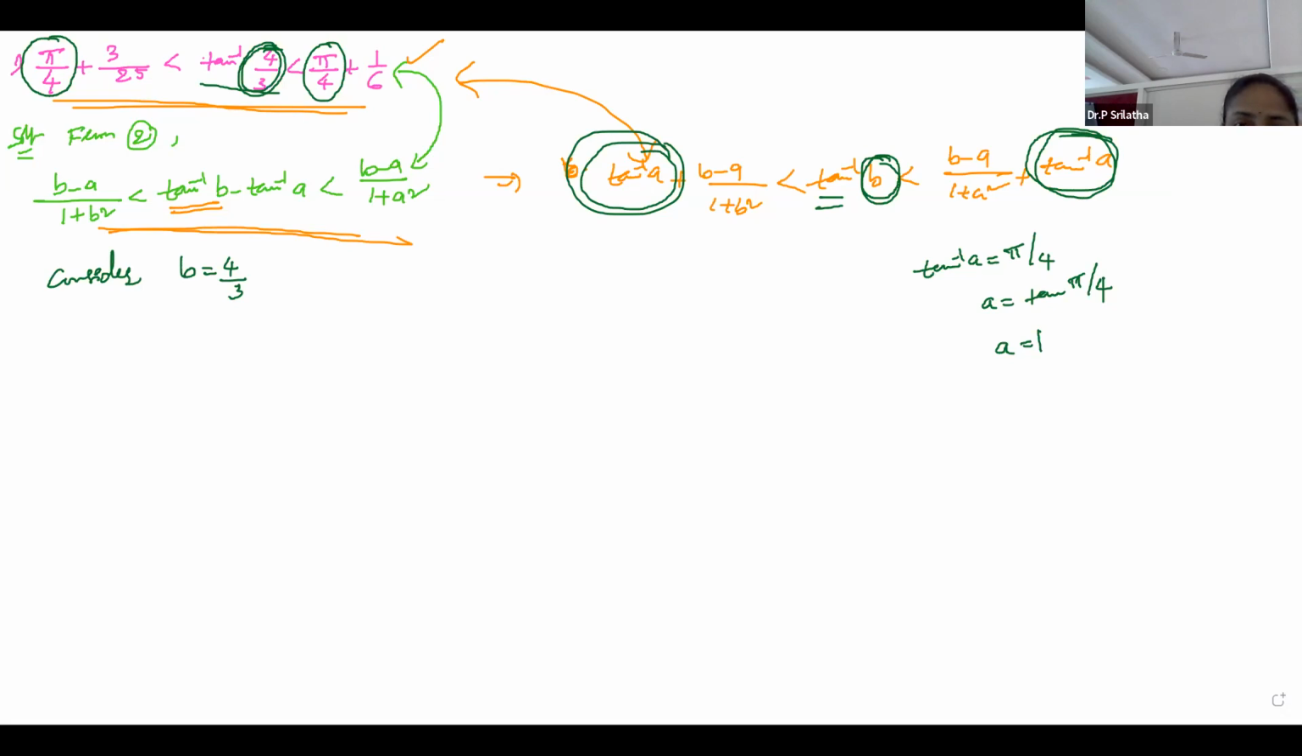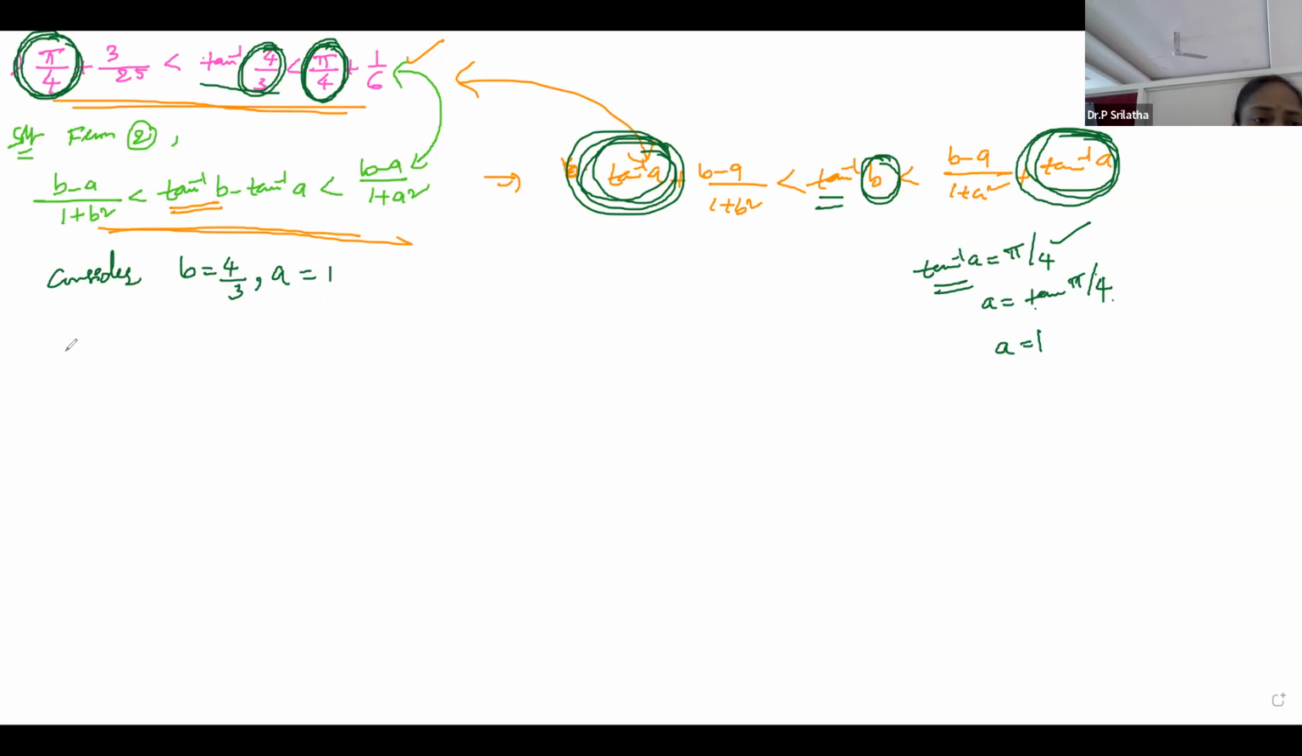Isn't it? So the similar value on both sides is tan inverse A. Here the similar value on both sides is pi by 4, right? So you have to assume that tan inverse A is pi by 4. From that, A equals tan pi by 4, so A value is 1.